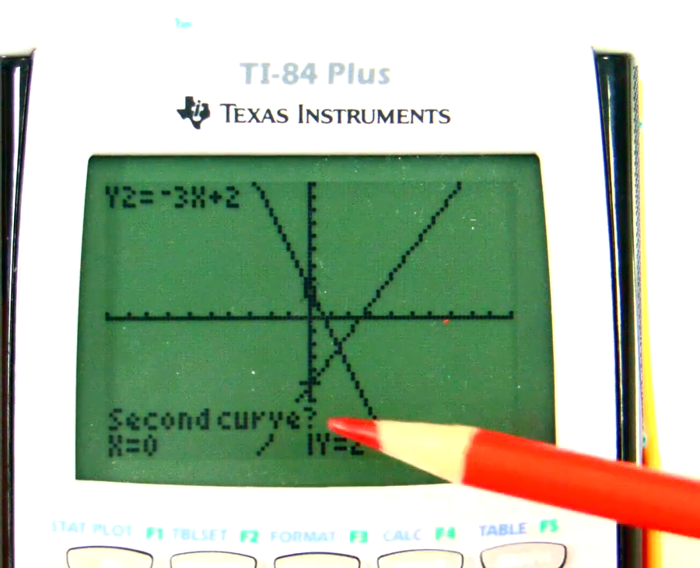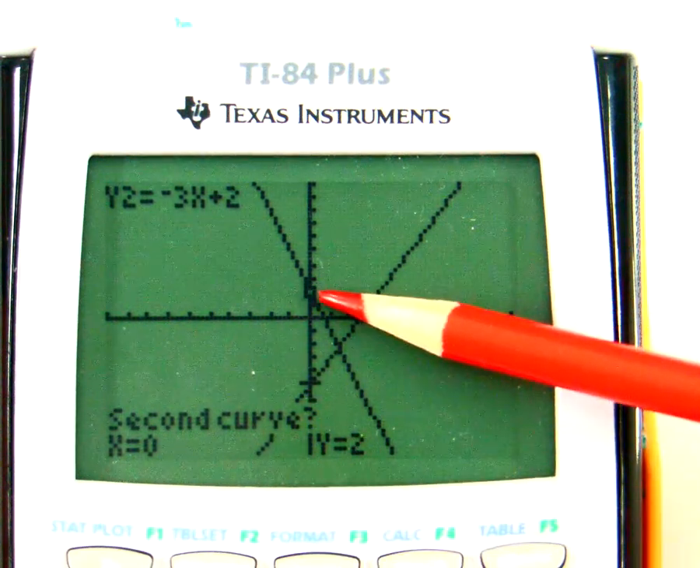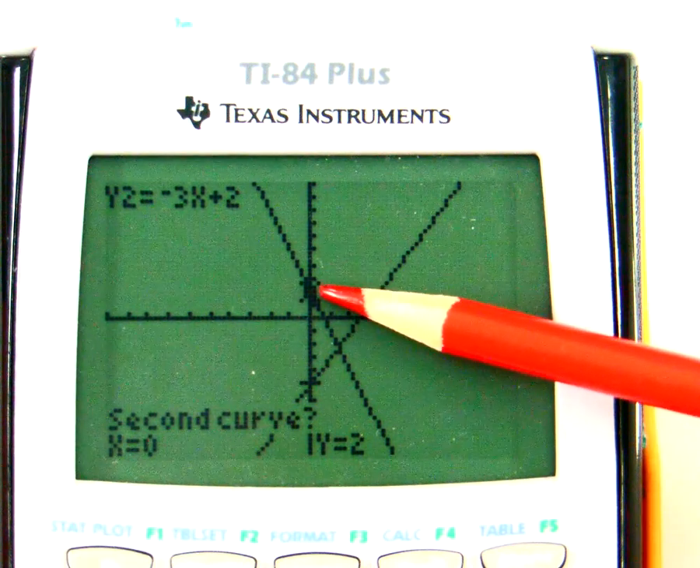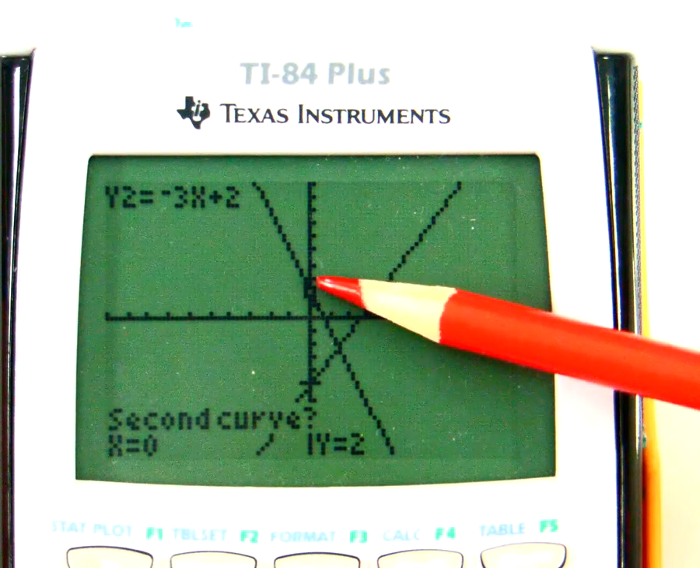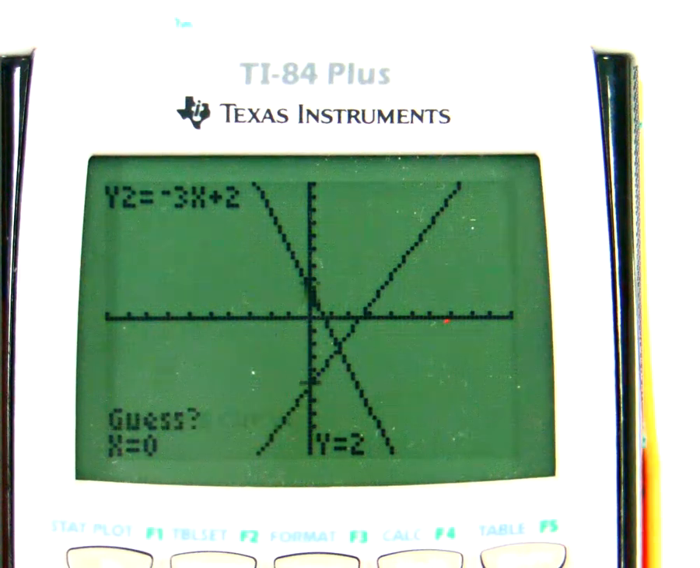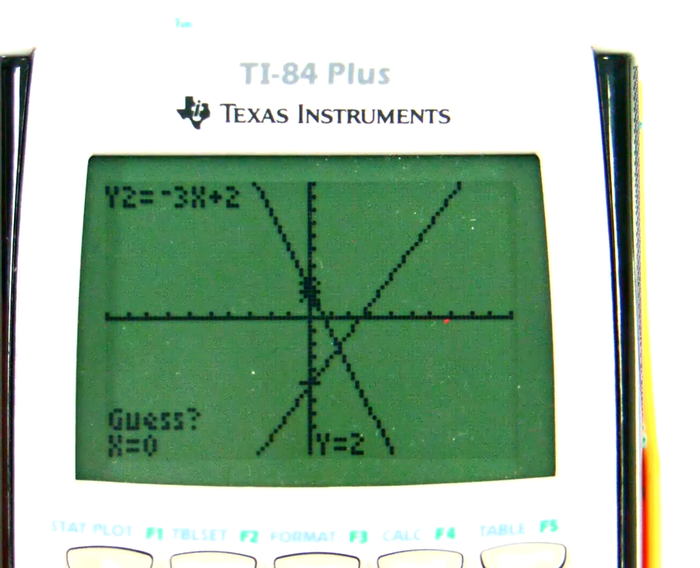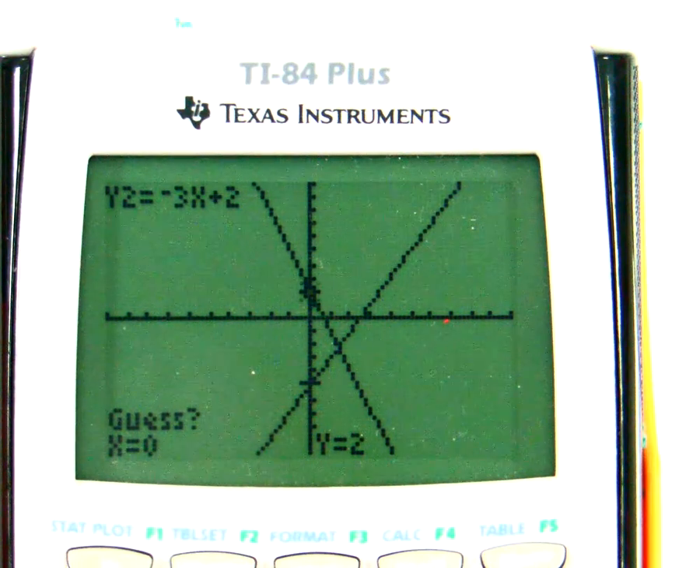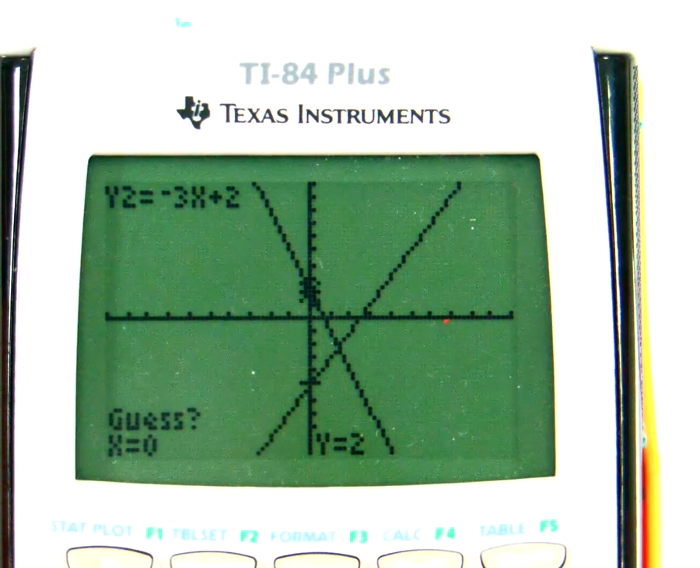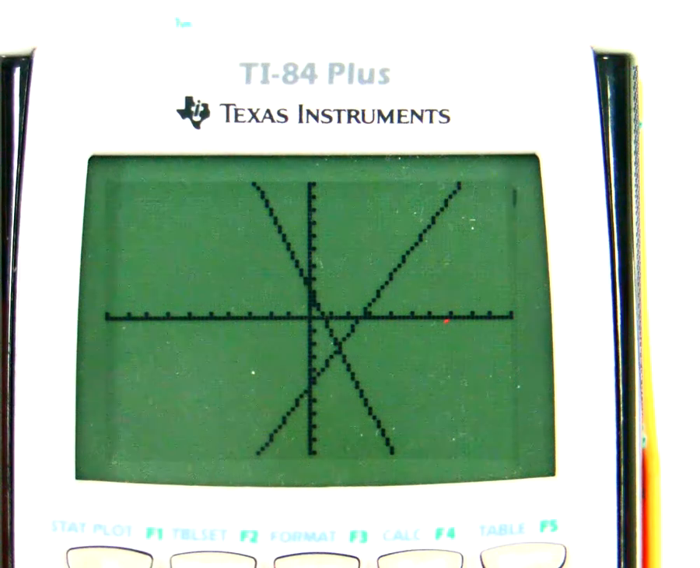Then it says, is this the one you want second? There's a little blinky there on the one we called y sub 2. And it's asking, is this the one you want? Yep, that's the one I want. So I'll hit enter because, yes, it's what I want. It now asks me if I want to guess. I don't know why it asked me that. I don't want to guess. Hey, calculator, the reason I have you is because I don't want to. Would you please just tell me? And it does if you hit enter.